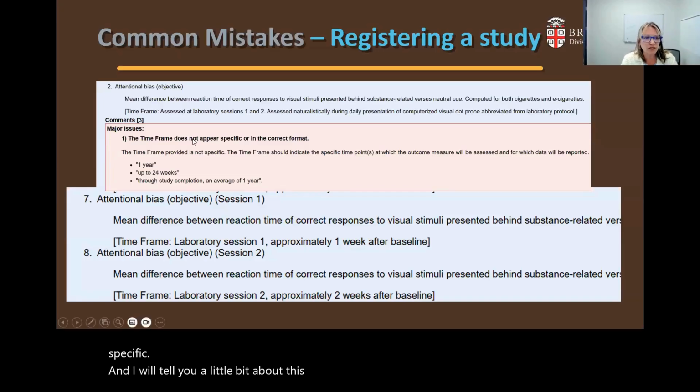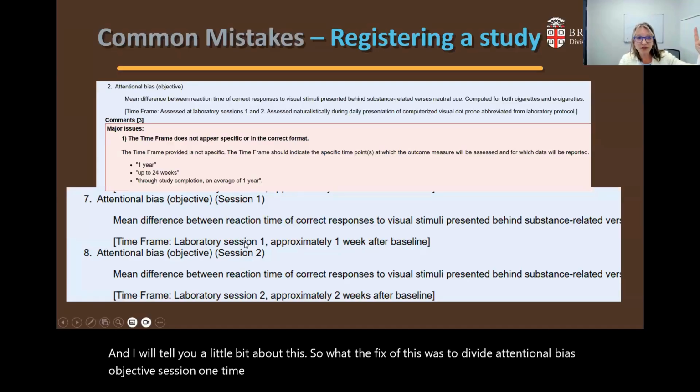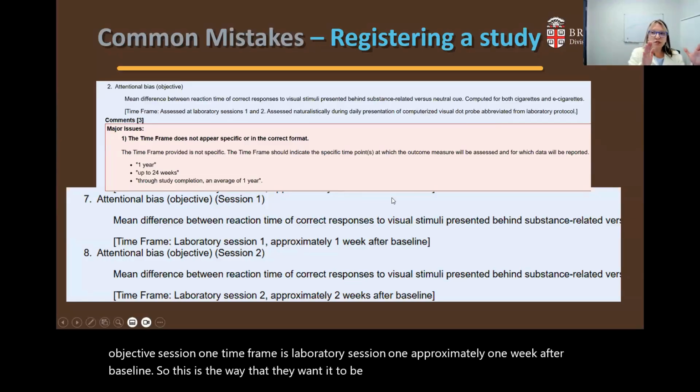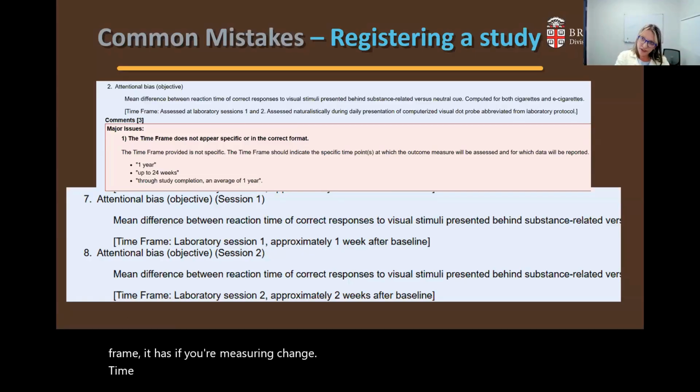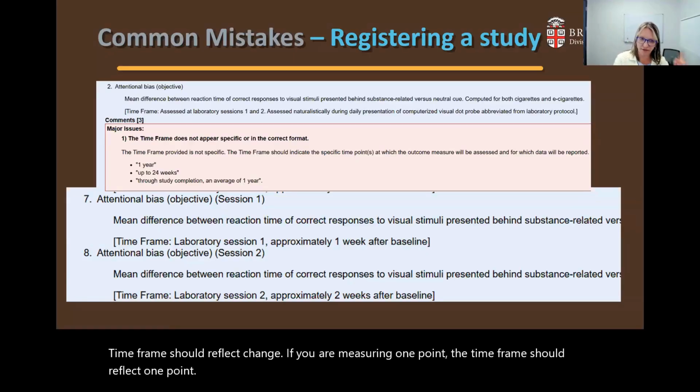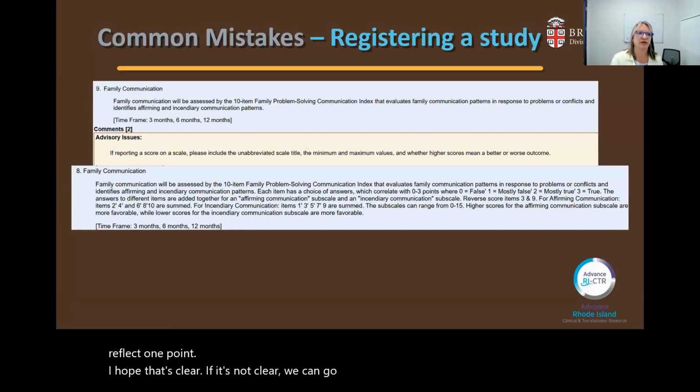So the fix for this was to divide it: attentional bias objective, session 1, time frame is laboratory session 1, approximately 1 week after baseline. So this is the way that they want it to be presented. When you give them the time frame, if you are measuring change, the time frame should reflect change. If you are measuring 1 point, the time frame should reflect 1 point. I hope that's clear. If it's not clear, we can go back over that.